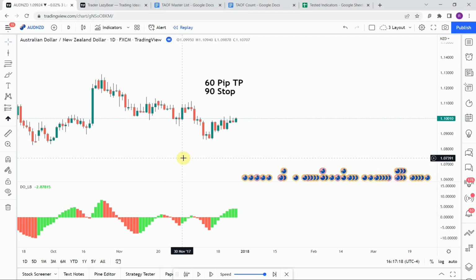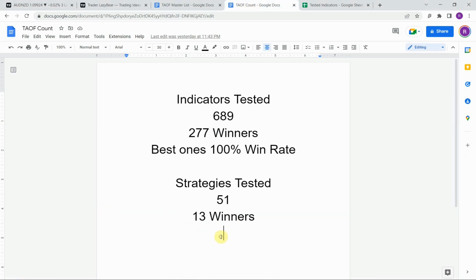Alright, as I said, today we will be testing the derivative oscillator. Before we do though, I wanted to put the testing scoreboard up for everyone to see. So to date, we have tested a total of 51 different strategies, with 13 of them being profitable. We've also tested a total of 689 indicators, with 277 of them being winners. The best ones so far were able to achieve a 100% win rate. Now you need to go back and watch those videos to understand the context of how they were able to achieve that. So go back and watch those videos and see what you can get out of those winning indicators. And keep in mind that we test most of these strategies and indicators on the Forex market, but they can be applied to just about any market universally.